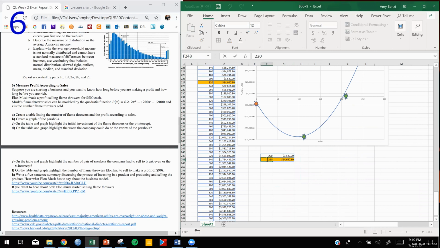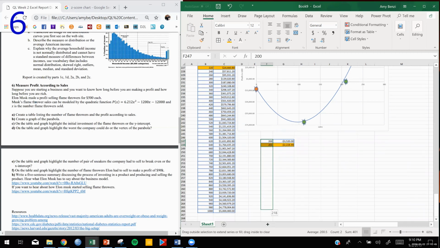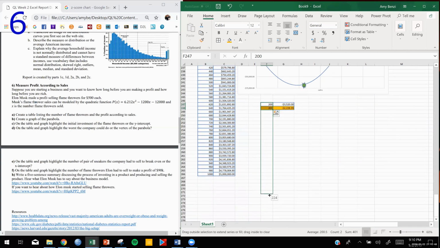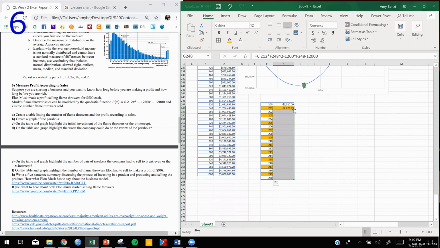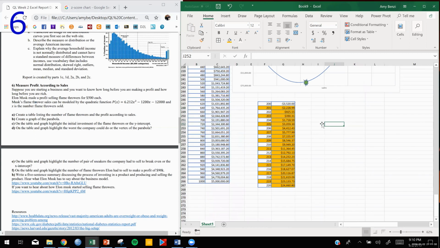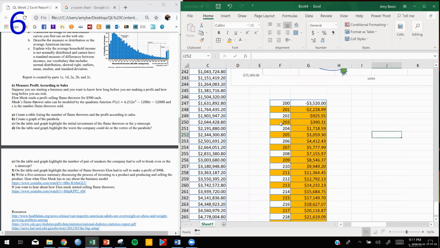So I'm actually going to make this be 201. All right, now I am going to copy these two cells and drag it down. What did I say it had to go to? 220. Drag it down to 220. And then I am going to double click this. And now look, I can see that it was exactly when I sold 203 flamethrowers that I broke even.